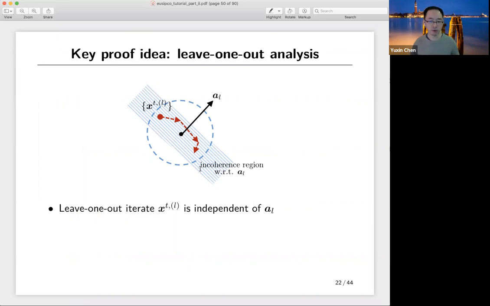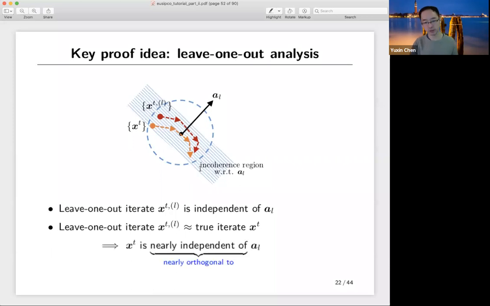Because I have dropped this sample, the algorithm has never seen it, so it's going to be independent from this sample. Because of the independence, we know that the trajectory is going to be almost orthogonal to this vector because it has never seen this vector. Another thing is that because I have a lot of samples but I only drop one of them, from some stability argument you would expect that your trajectory is going to be quite close to the original trajectory. Putting these two things together, you can propagate the nice near orthogonality property of the leave-one-out iterate to the original iterate. And this is the way that we justify this incoherence assumption.